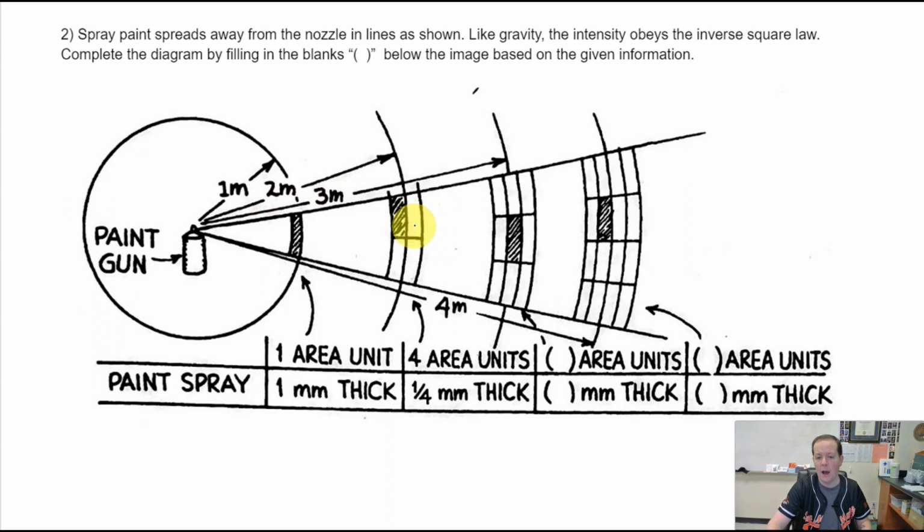So it spreads out. How many squares do I see? 1, 2, 3, 4. Four right here. 3 times the distance: 1, 2, 3, 4, 5, 6, 7, 8. Oh, it's 9. So I put in a 9th. But the intensity, how much butter I have to spread, it's 1/9.